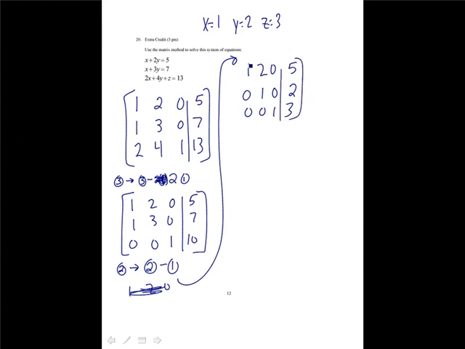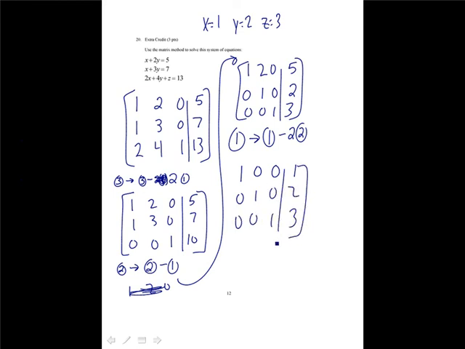And now we just need to get rid of the 2 in row 1. So we'll substitute row 1 with row 1 minus 2 times row 2. So that's 1 minus 2 times 0, which is 1. 2 minus 2 times 1, which is 0. 0 minus 2 times 0 is 0. 5 minus 2 times 2, which is 5 minus 4, which is 1. And then 0, 1, 0, 2, 0, 0, 1, 3.